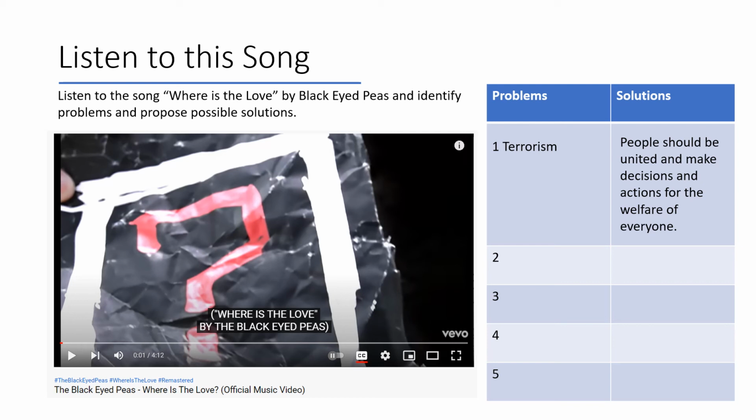Another problem cited from the song is misinformation. So how do we stop or prevent misinformation? We could suggest people to spread facts and not fake news. So these are just example answers for this activity.